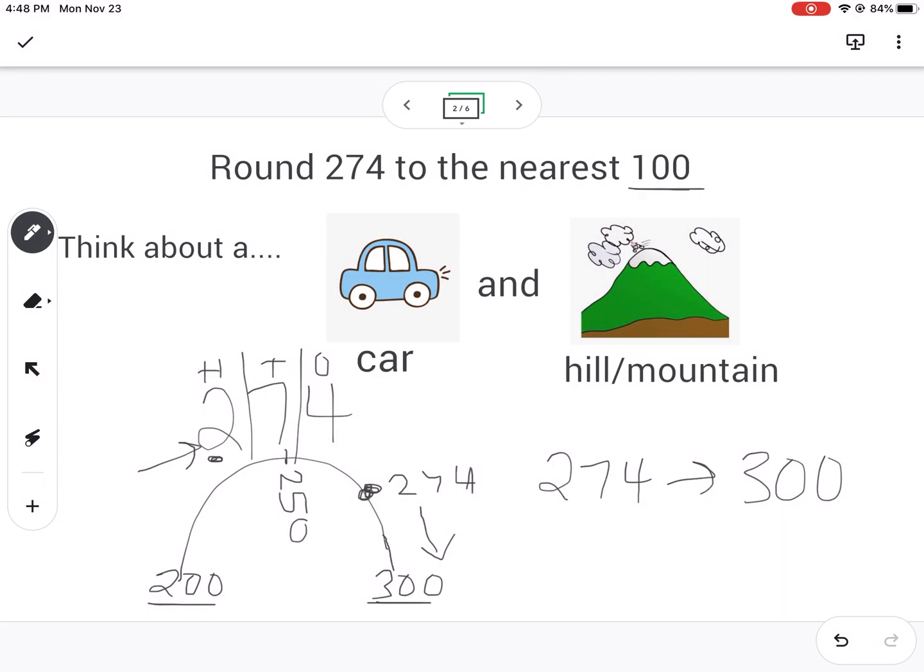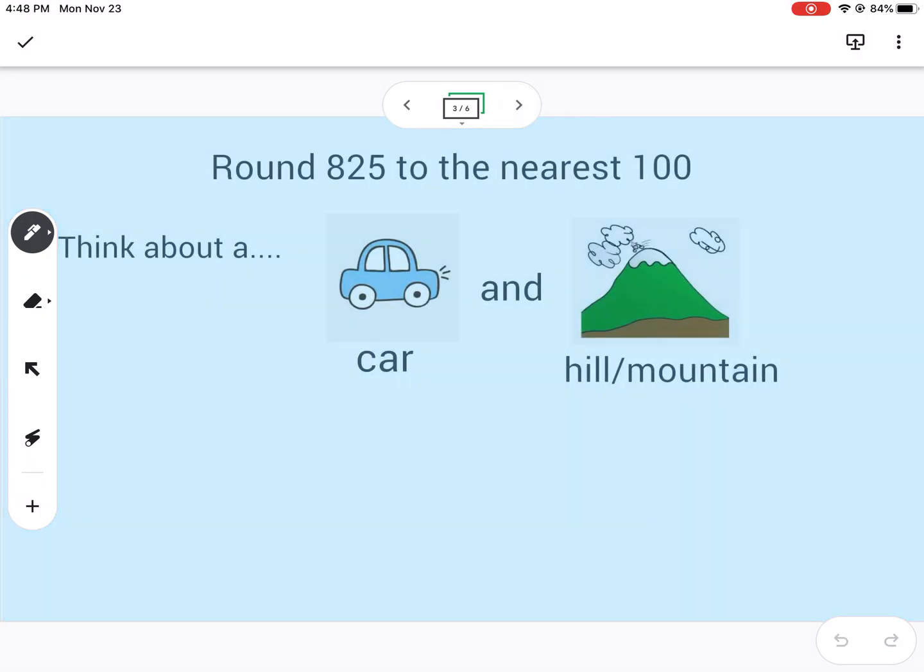So same idea. You have your hill, you have your friendly numbers, but the friendly numbers are now in the hundreds. You got your middle point. And then wherever your car is, you lift up your foot from that brake, it should tell you where it's going to fall. Let's do another one.